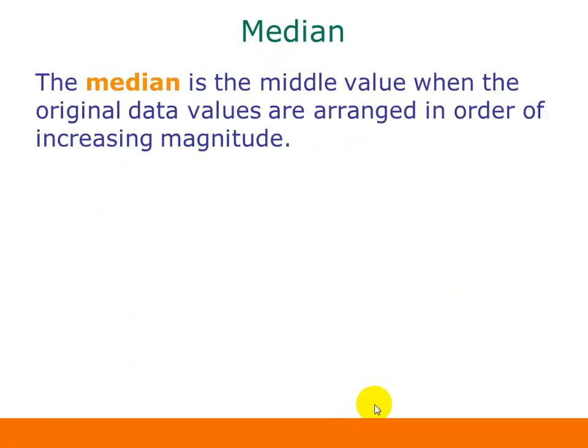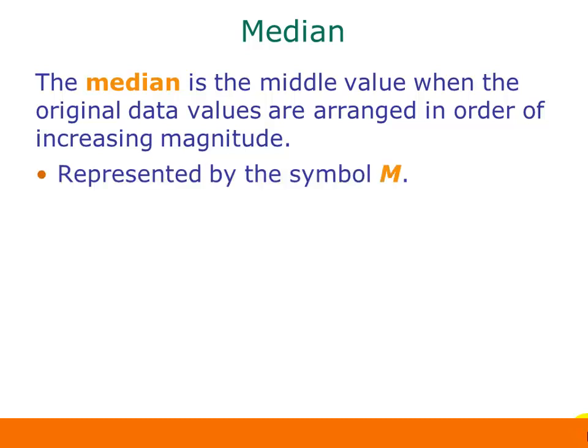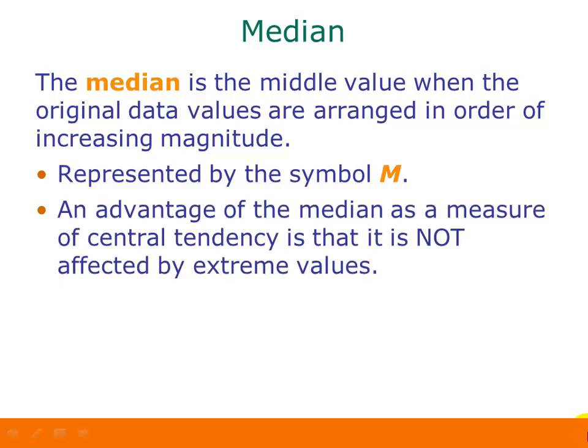And the median is the middle value when the original data values are arranged in order of increasing magnitude. In other words, if they're arranged in order from smallest to greatest. In your textbook, the median is represented by a capital M. An advantage of using the median as a measure of central tendency is that it is not affected by extreme values.